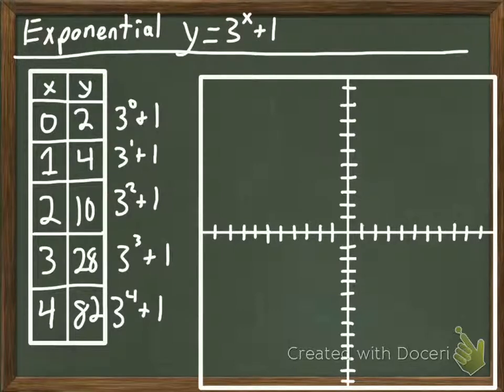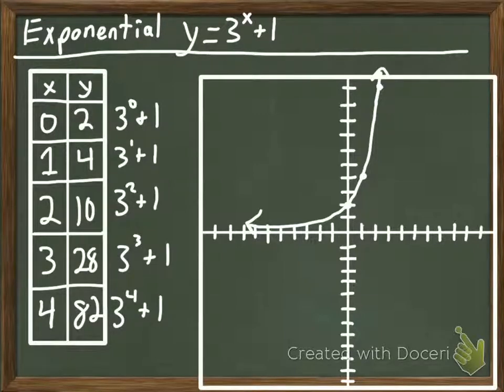So we're going to go to 0, 2. We're going to go to 1, 4. 2, 10. And it looks like that's as high as we can go. And if you notice, this doesn't really make a line. What it makes is a curve. And when it curves, it's going to curve like this. So this is the graph of the exponential function, y equals 3 to the x plus 1.